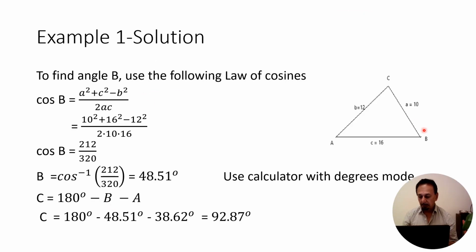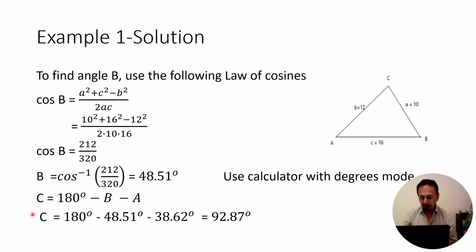So to find the angle B, we can use this formula of the law of cosines. Cosine B equals a squared plus c squared minus b squared over 2ac. So a is 10, so 10 squared, and c is 16 squared, minus b is 12 squared, divided by 2 times 10 times 16. So if you calculate this, you get cosine B equals 212 over 320, and then B is equal to cosine inverse 212 over 320, and using the calculator gives you 48.51 degrees.